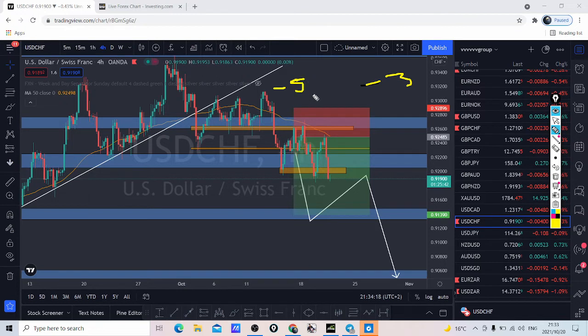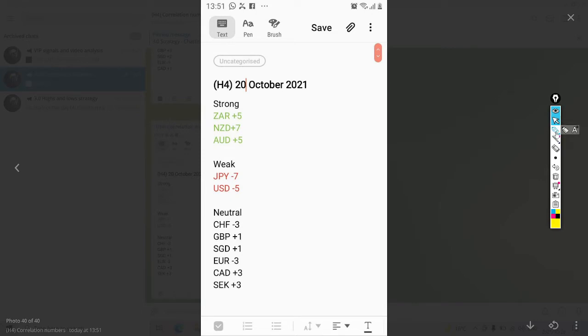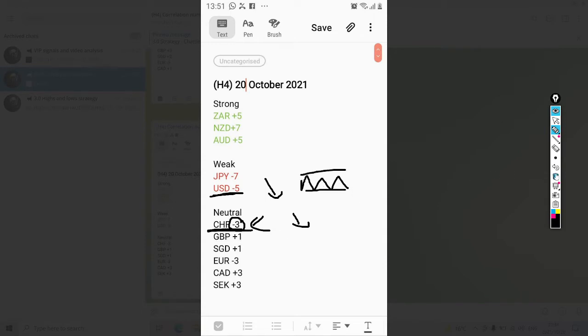Okay, so this one, guys, I'm a little bit skeptical about it. Why? Because the US dollar is saying we are selling. And the Swiss franc, yes, it's here in the neutral group, but this -3 here is a sell. So if you are pairing a weak currency with another weak currency, the graph is going to range. So that's why I'm a little bit skeptical.